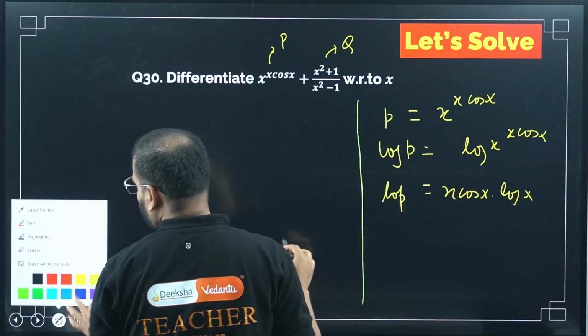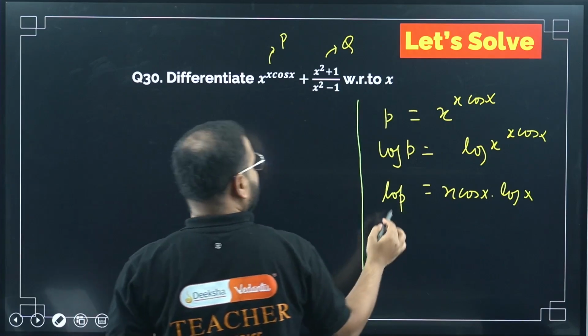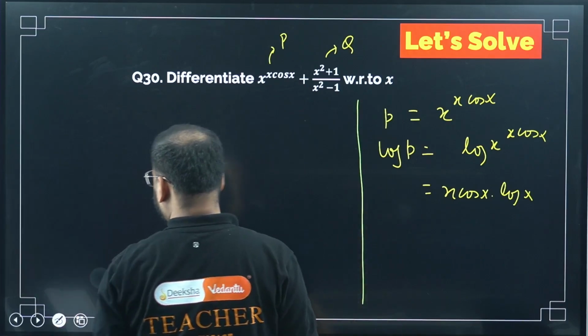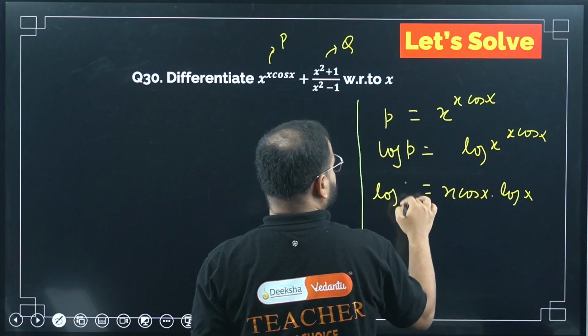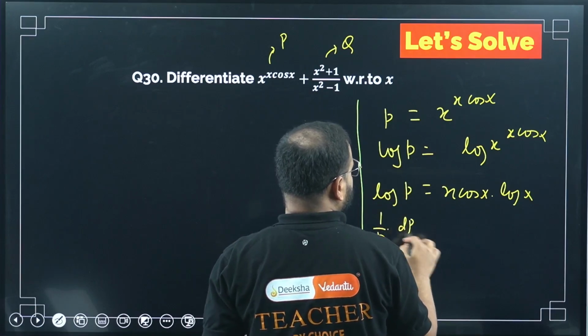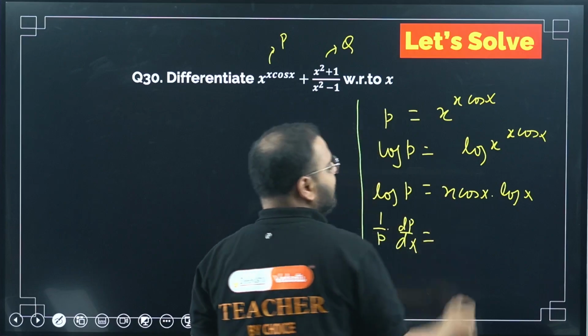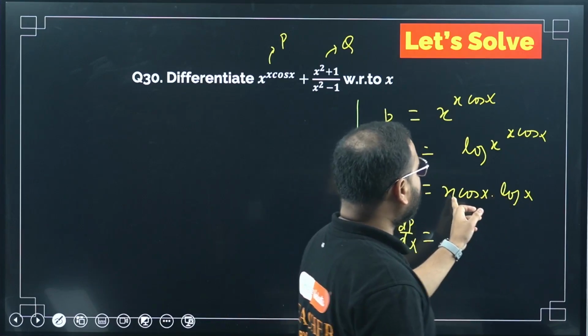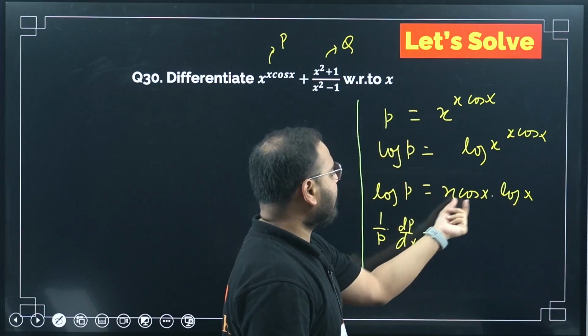Differentiate log of p. I'll get 1 by p times dp by dx. On this side, I have to do it in 3 steps now. Check here: x cos x log x. Three functions. So let's do for x first.